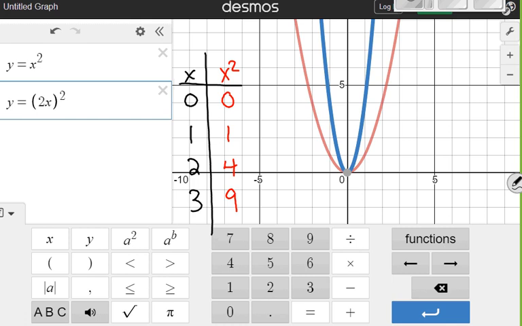What happens to the points? 0, 0, nothing. 1, 1 moved. 2 comma 4 is no longer in its normal location. The blue is squeezed in, right? And 3 comma 9, just off the screen there, has also been squeezed in a little bit.